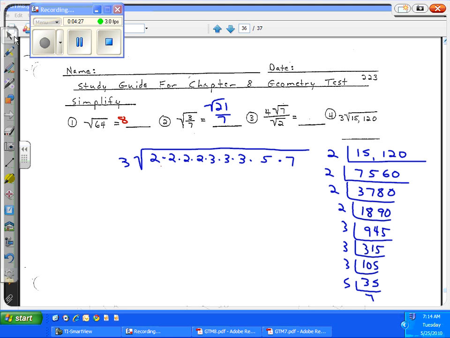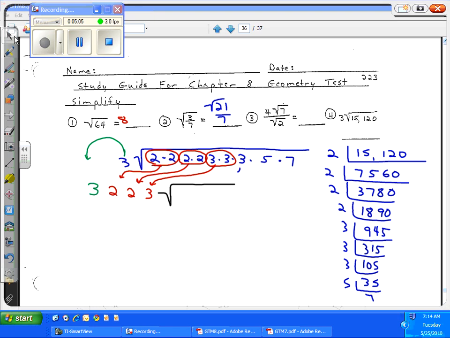Since it's square root, we circle sets of 2, so we have a set of 2 2's, a second set of 2 2's, a set of 2 3's, and that's all the sets of 2. We make a new radical. The 3 was already outside, so we leave it outside. From each set we circled, we bring a number outside. From that set of 2's, we bring out a single 2. From the second set of 2's, we bring out another 2. From that set of 3's, we bring out a 3.